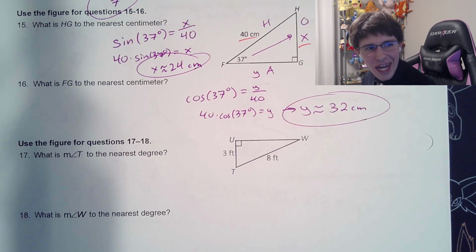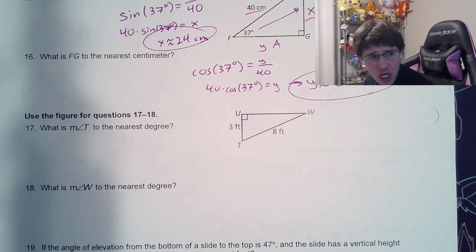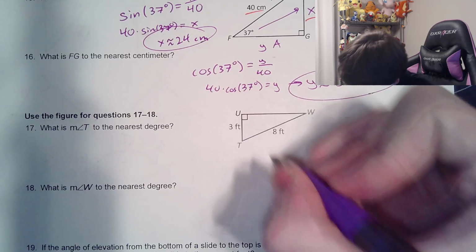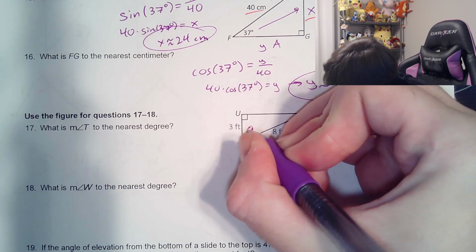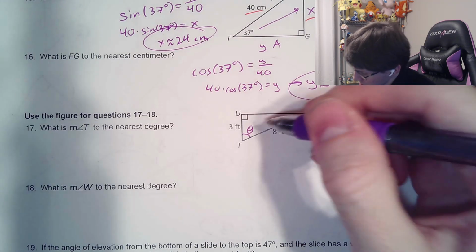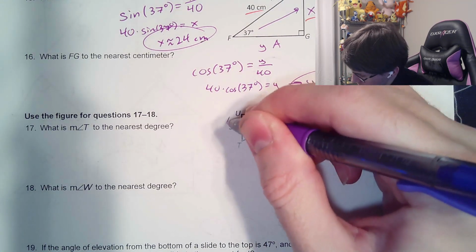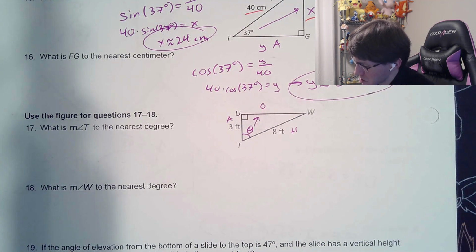Moving on to number 17. What is the measure of angle T to the nearest degree? So we need to figure out what is theta over here. So just like before, we're going to label these things up. So going over here, there's our opposites. Here's our adjacent, and here's our hypotenuse.